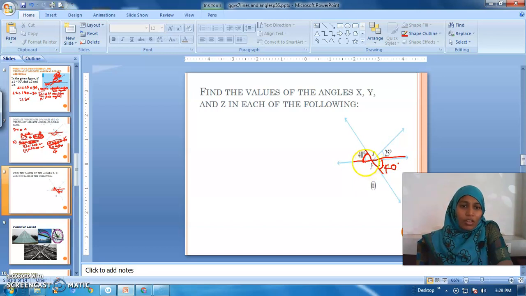Now, Y and Z together are called as what angles? Yes, it is linear pair angles. So, this Y is nothing but 180 minus 40. So, it is 140 degree. What is Z? Z is equal to 140.